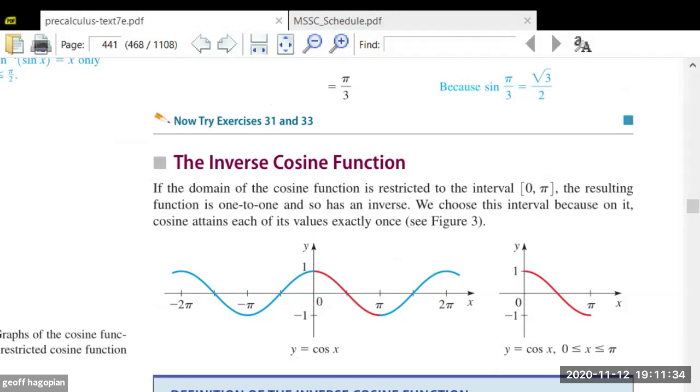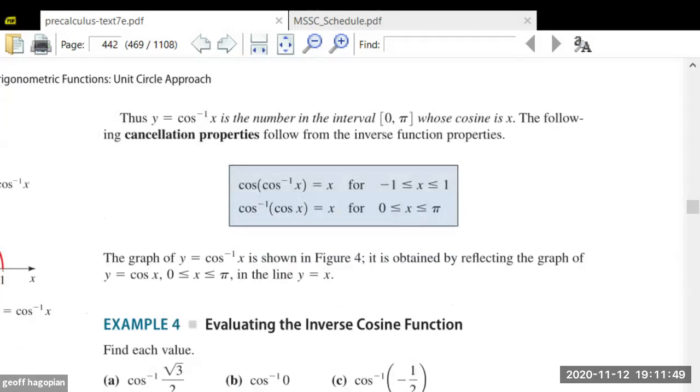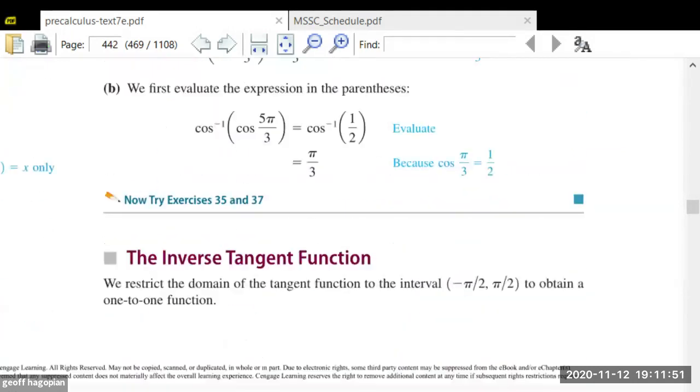For cosine, you can't have an interval containing the endpoint, since any interval containing the endpoint will not be 1 to 1, right? So what we do instead is take the interval from 0 to pi, and that's this little section where we get an inverse, right?